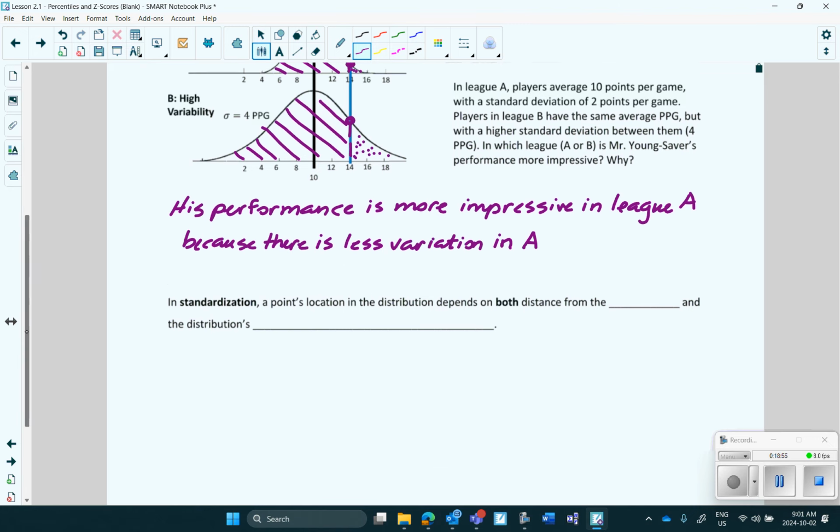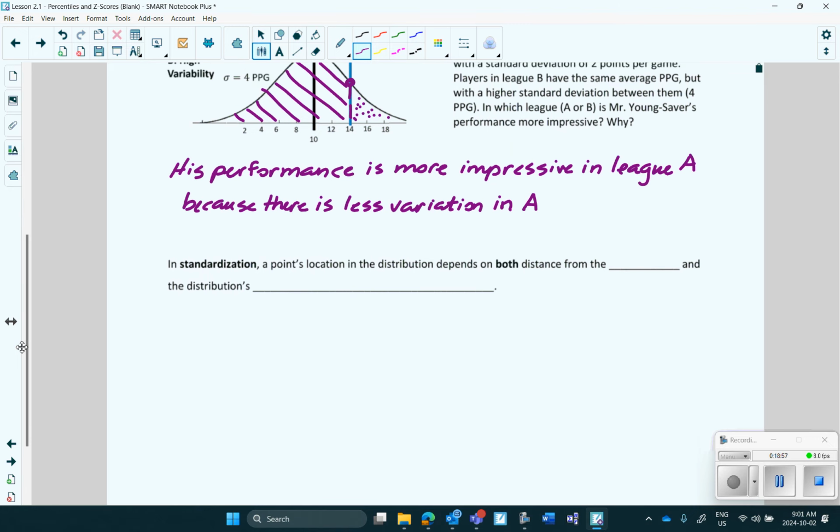So when we calculate Z scores, or when we standardize scores or data values, okay, a point's location in the distribution depends on both the distance from the mean and the distribution variability or spread. That's why standard deviation matters.